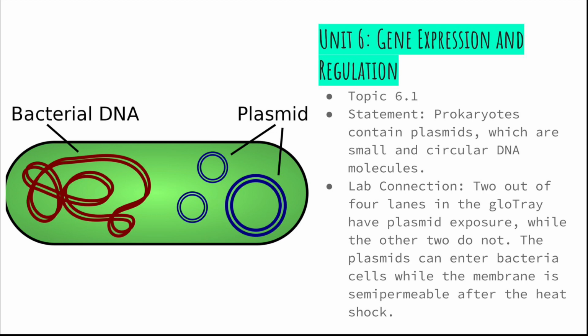The lab, of course, relates to Unit 6 as well, in Topic 6.1. Prokaryotes contain plasmids, which are small and circular DNA molecules. In the lab, 2 out of 4 lanes in the glow tray have plasmid exposure, while the other 2 do not. The plasmids can enter bacteria cells while the membrane is semi-permeable after the heat shock. The picture displays plasmids in bacterial DNA.